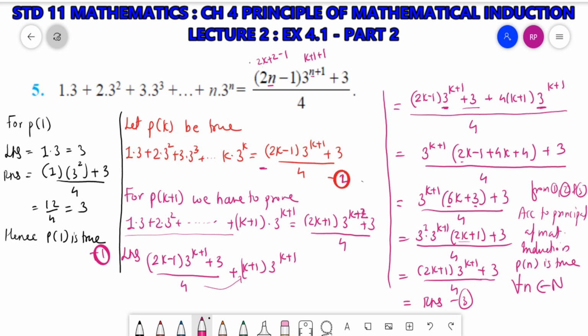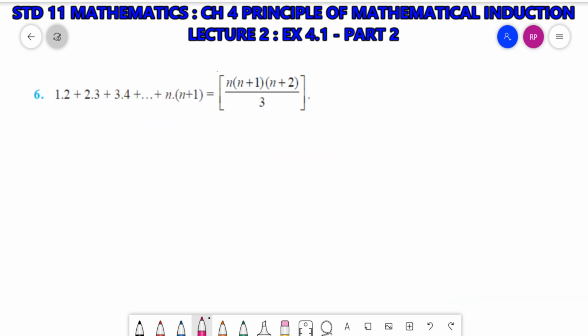Now let's move to the next, that is question number 6. Question number 6: 1 into 2 plus 2 into 3 plus 3 into 4 up to n into (n plus 1). And you have to prove this is equal to n into (n plus 1) into (n plus 2) by 3.